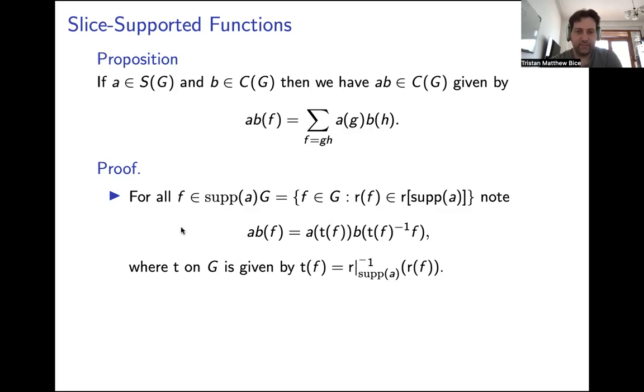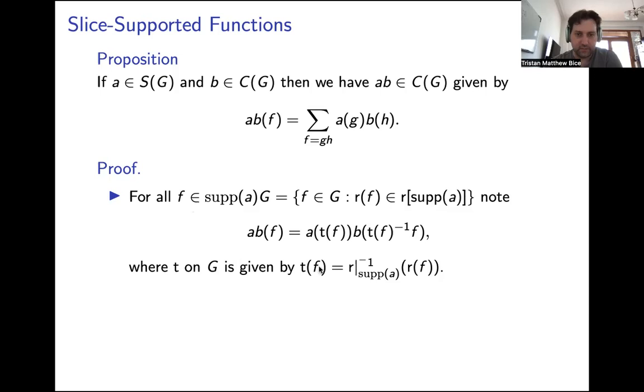In this case, when you want to evaluate AB at F, you want to evaluate the sum here. Because A is slice supported, there's only one possibility for G here, and the only possibility is that we take G in the support of A which has a range element in common with F. Because A is supported on a slice, there's only one possibility for that. Remember, the range map on any slice is injective, so there's only one possible choice of G.